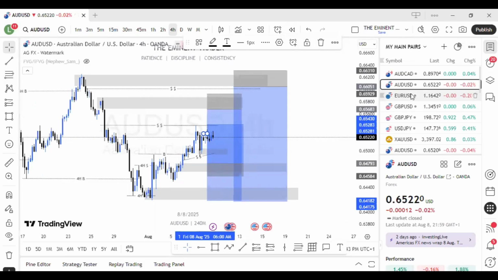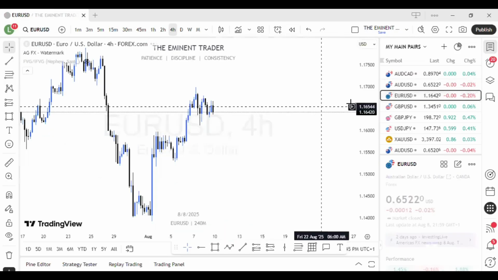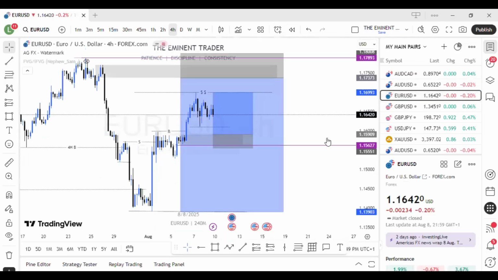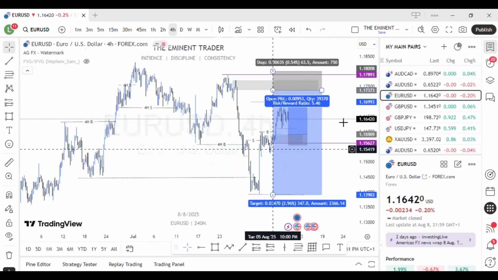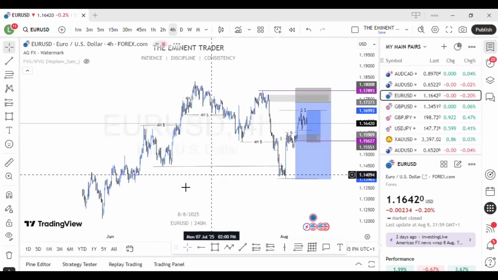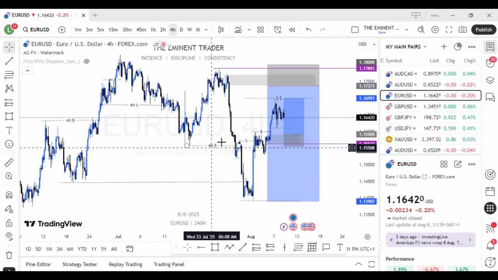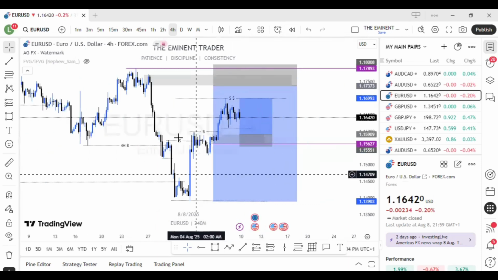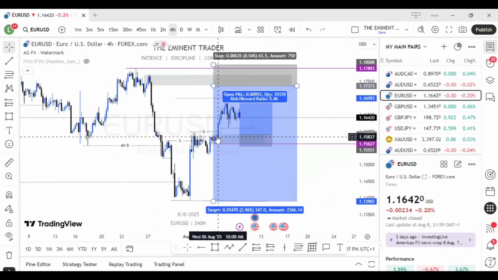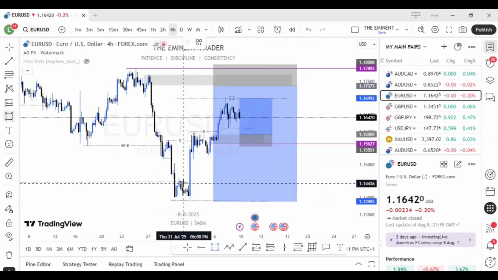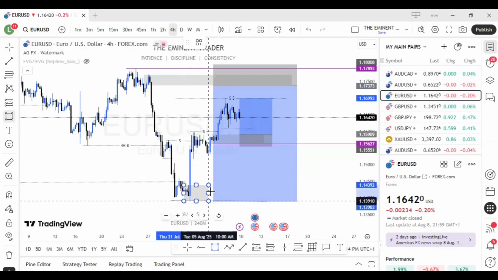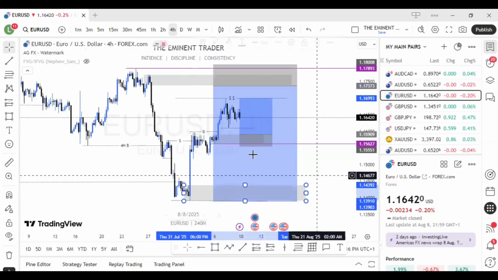Then the next one is Euro USD. As you can see, always mark out your structure first of all, so you know what you are looking for. Break of structure, it shifted and it broke structure. So it was on a downtrend, then it shifted again and broke structure again. Now this is a valid order block. This is another valid order block. So it's now left for the market to come for either of them.